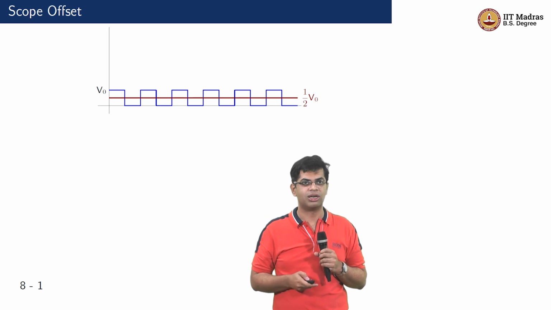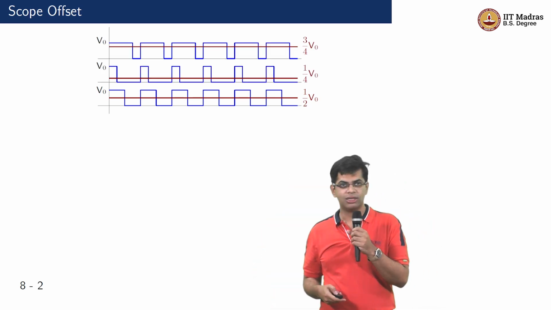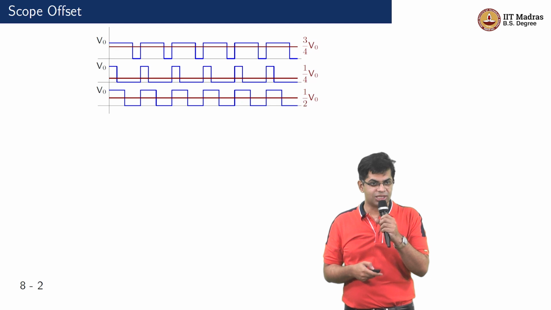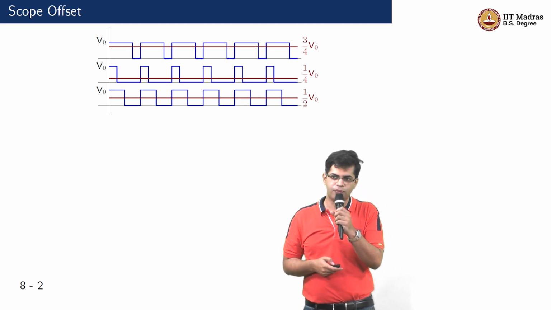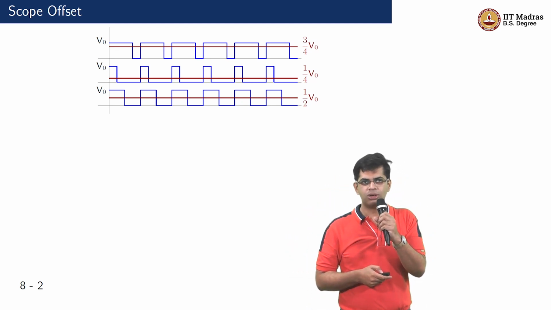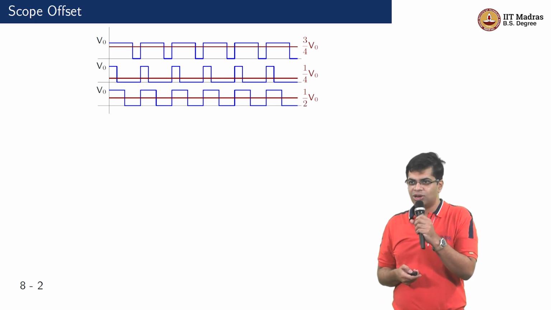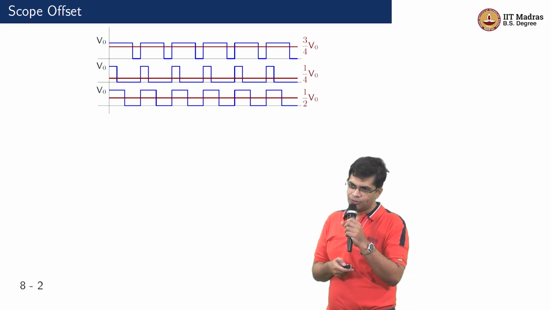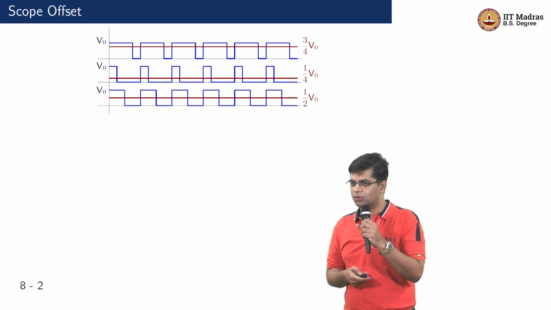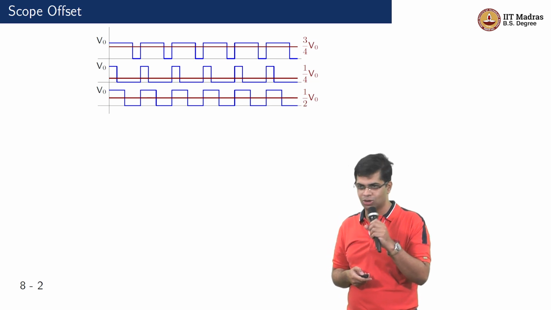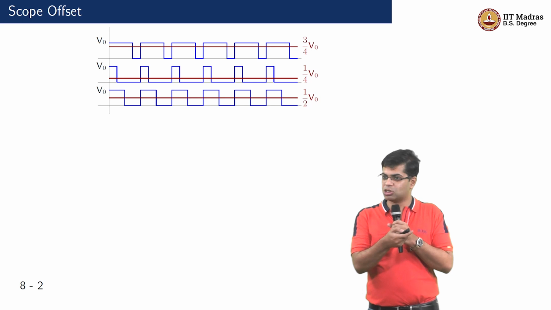Just to check if I've understood. Can you understand the others? So look at the one which gives you V0 by 4. So it's on for 1/4 of the period, off for 3/4. The other one which gives you 3 by 4 V0. It's on for 3/4 of the period, off for 1/4. Fine. Okay, good.